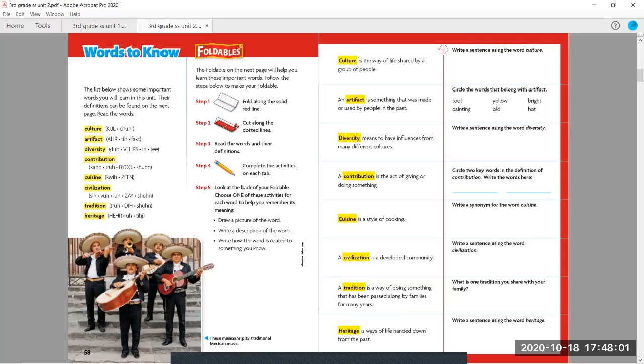Now, your last word for our vocabulary today is the word heritage. Heritage is ways of life that are handed down from the past. So think about the way that your family does things in general, and the way that they were taught to do those things by their parents and their parents. So you're going to write a sentence using the word heritage over here. Once you've made sure that you've written everything with complete sentences, please make sure you put your name and date somewhere up in this area so that I can see it.